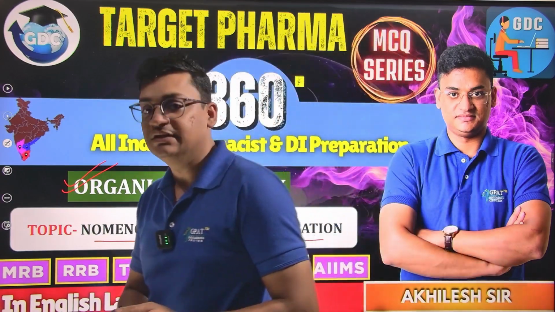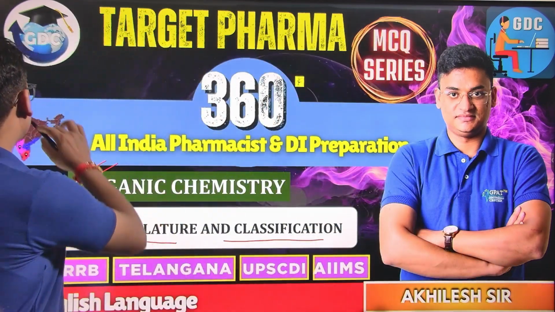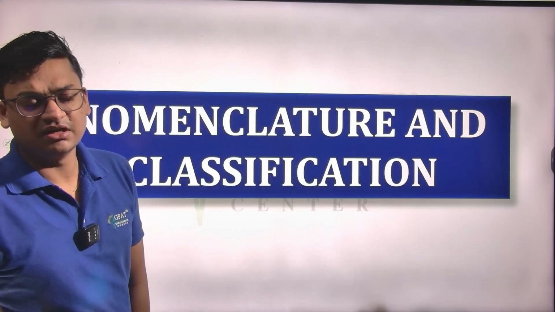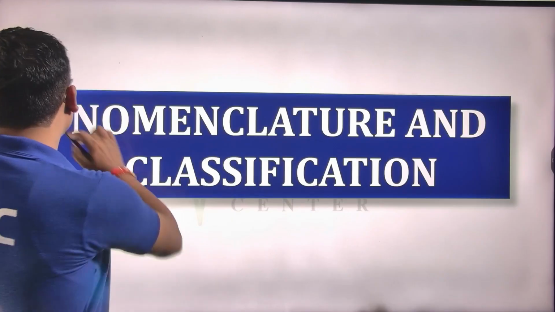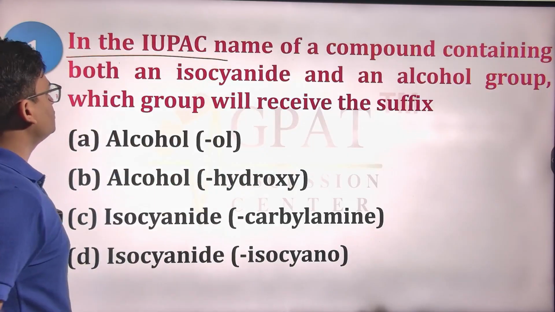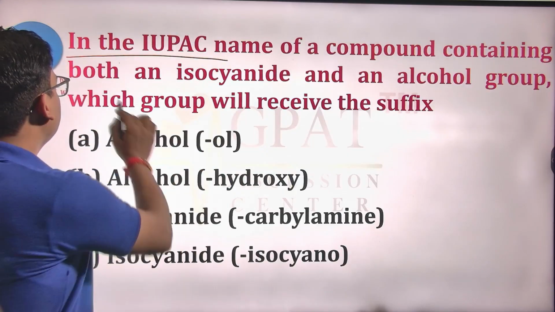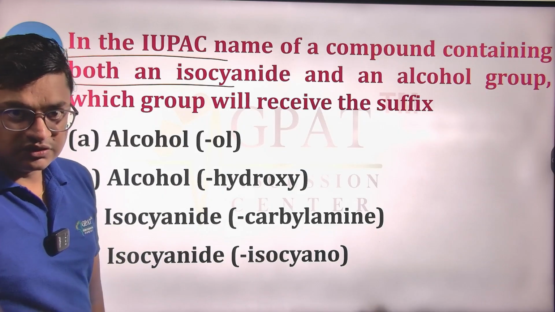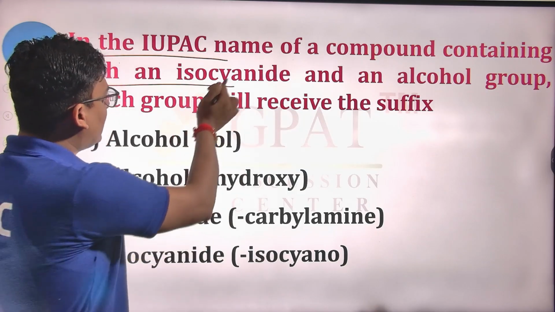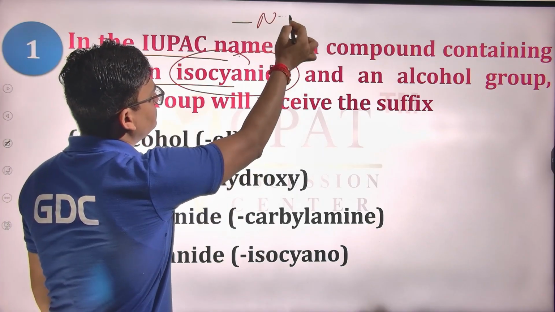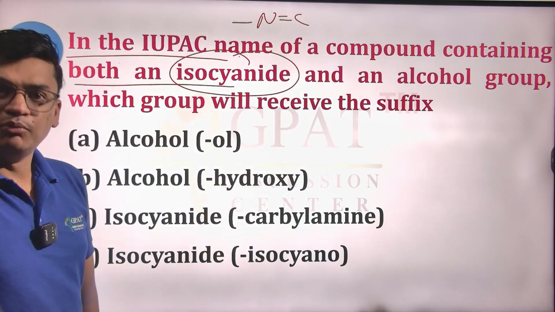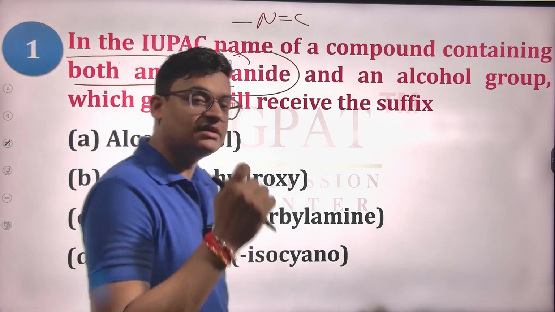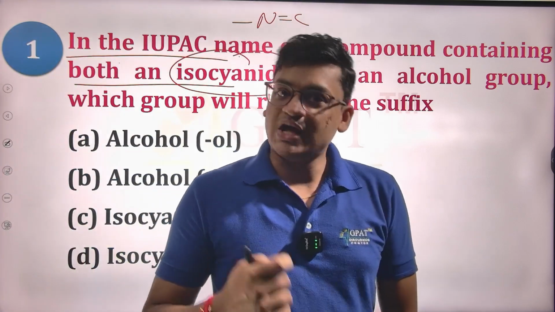What are basically the questions from these topics that were asked in your previous examinations, as well as any of the examinations where these kinds of questions can be asked. Now the first question is, in the IUPAC name of a compound containing both an isocyanide and an alcohol group, which group will receive the suffix? So there is a functional group, isocyanide, that is NC, and an alcohol group. Both are present in a structure, which will receive the suffix? It means this is a direct question regarding the priority of functional groups.